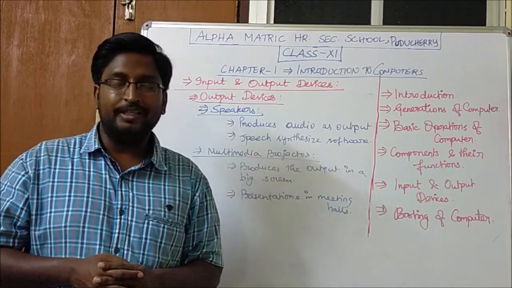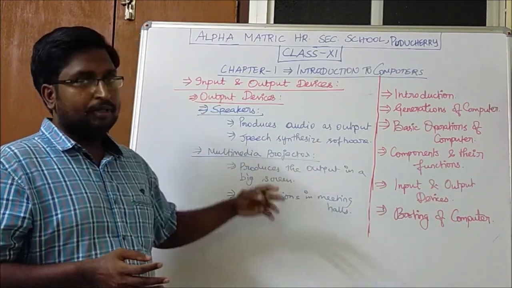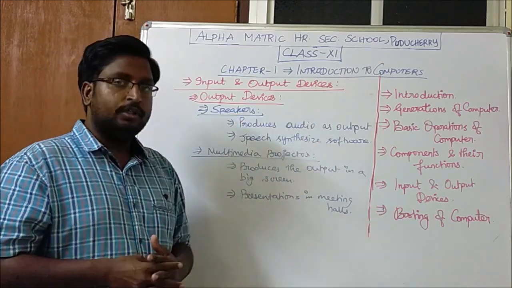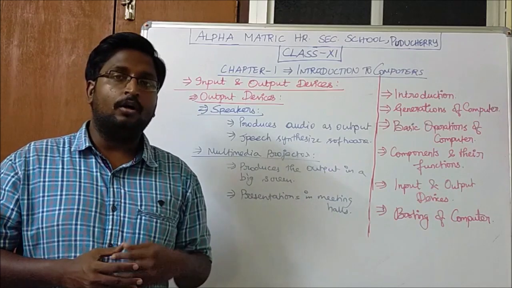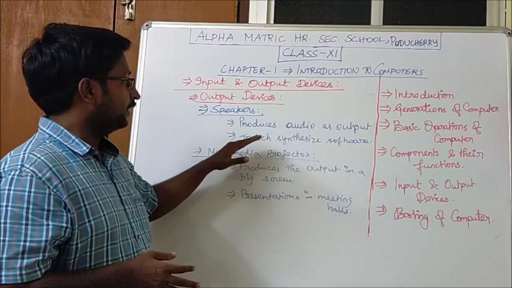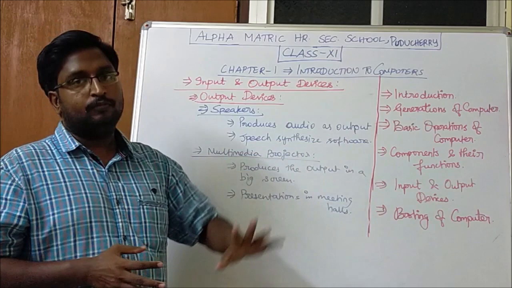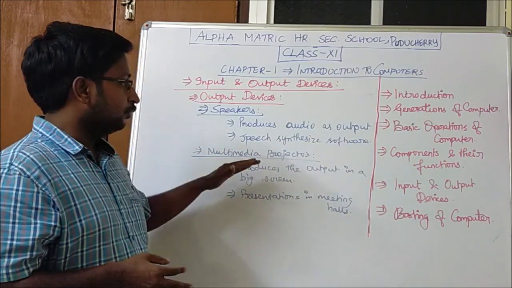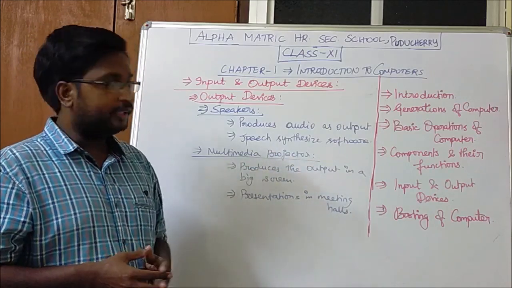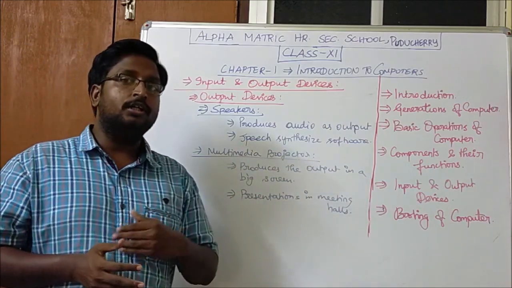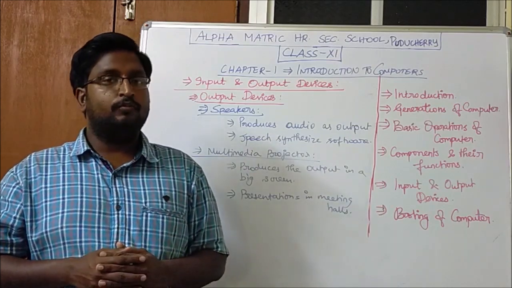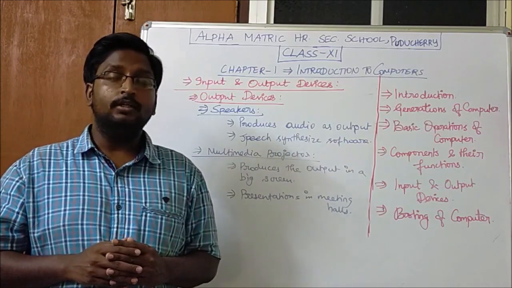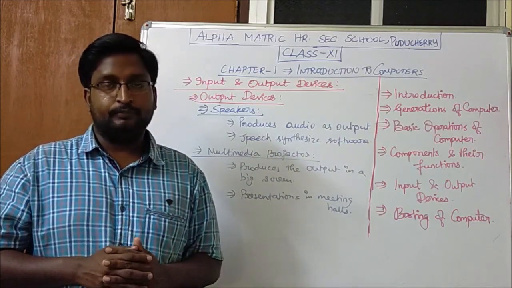And the last two output devices are the speakers and the multimedia projector. The speaker produces audio as an output. It converts the text into audio, and for that it uses speech synthesizer software. The last one is the multimedia projector. It produces the output on a big screen. You might have seen in meeting halls, showing various presentations. For that, multimedia projectors are used. So this is all about the input and output devices.